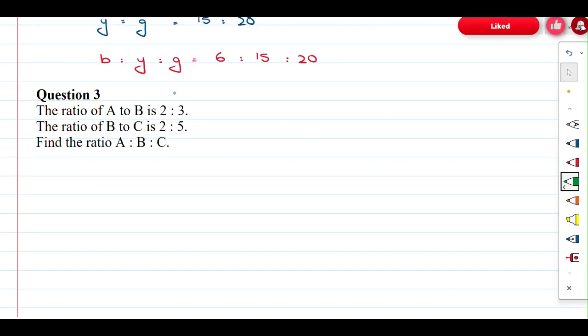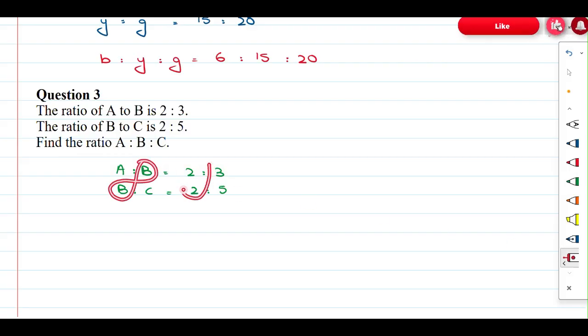Let's do question number 3. The ratio of A to B is 2:3. The ratio of B to C is 2:5. Find the ratio of A:B:C. Now we are given A to B is 2:3, and B to C is 2:5. Again, you can see B is common.